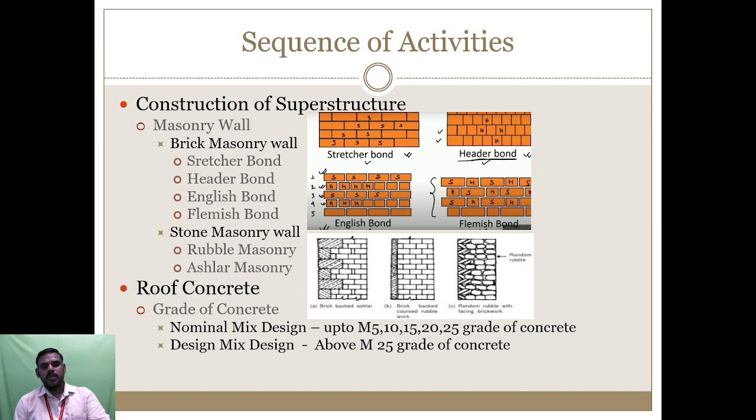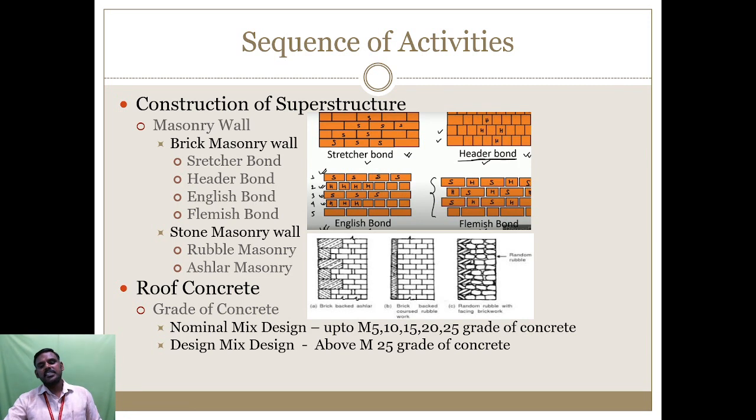Then stretcher bond. Stretcher means it is in a horizontal manner. It is possible to see in the picture that the biggest length is visible in the cross view. It is the continuous arrangement of the stretcher side of the brick, a linear side view in the horizontal. Next one, header bond. The shorter side is visible in the side view of the brick masonry.